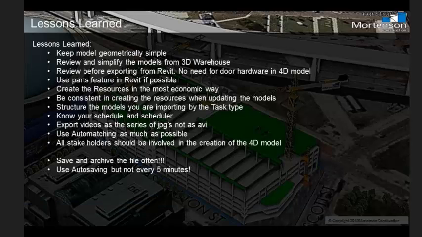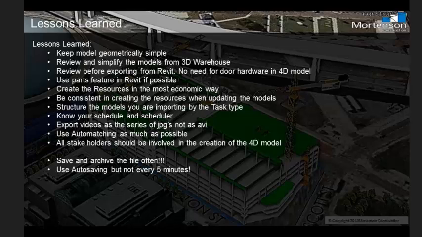One of the big lessons, and I'm sure most of you who've done a 4D model have probably learned this lesson as well, is to keep the geometrical part of the model as simple as possible. Only bring into Syncro what you need to show. The larger your model, the more details, the more time it takes to put it together, and the more conflict you can have with playing the animation and everything else.